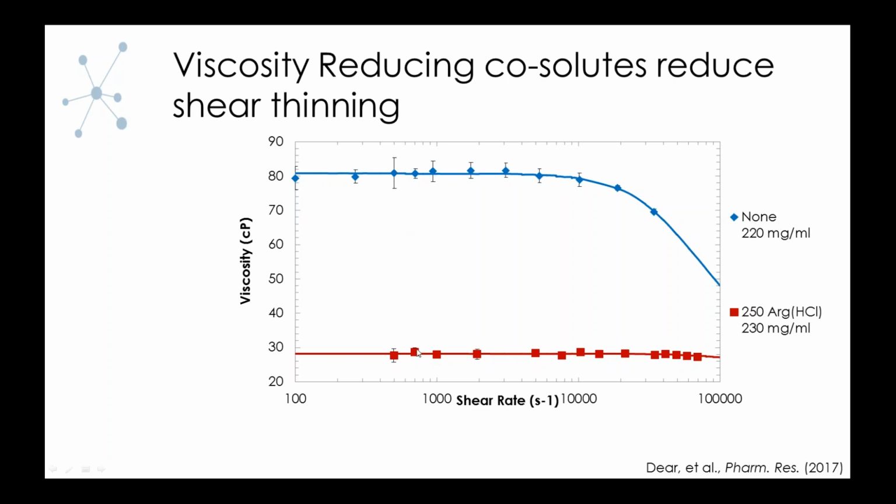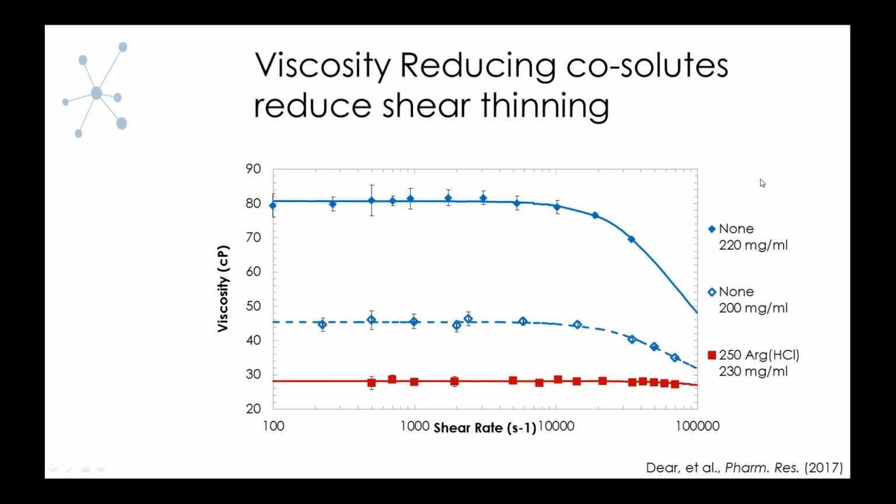Now, as you can see, in addition to this large reduction in viscosity from the arginine, even though it's at higher concentration, you also see this reduction in shear thinning, where the no cosolute one shows the shear thinning behavior. However, unfortunately, we weren't able to get data in this region at the high shear rates for the highly viscous system because the pressures became too high on our instrument. So we diluted the no cosolute system to 200 mg per mL to see if we still saw the shear thinning behavior, which we did, as shown by this curve right here.